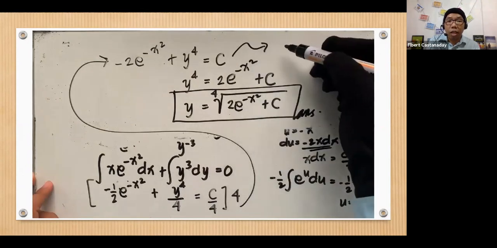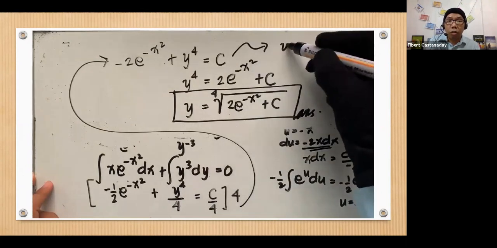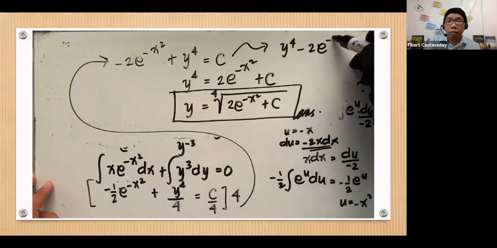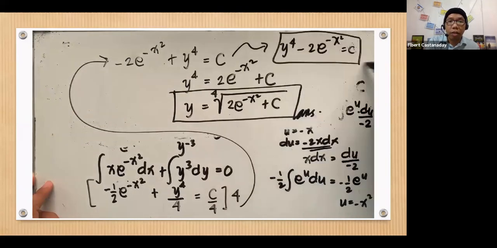Or simply, you can just transpose, you can put this y raised to 4 equals, or you can arrange that into this format: y raised to 4 plus 2 e raised to minus x squared equal to c. That can be your final answer too.